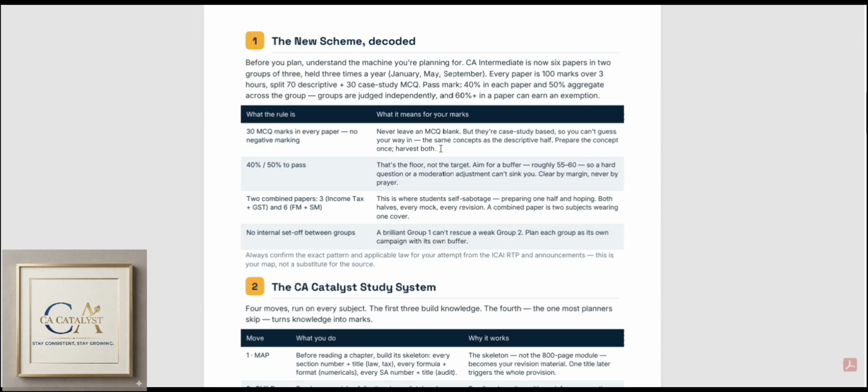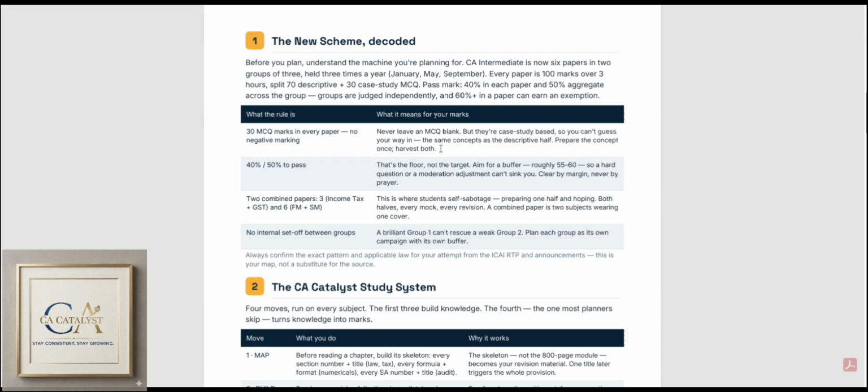Now 40%, 50% to pass. Now 40% is for an individual subject to pass, 40 marks, and 50% is required when you have to clear the whole group. Now that's the floor, that's not the target. Floor in the sense that it is the basic that has been required. Now you need to target above, that is, aim for a buffer of roughly 55 to 60.